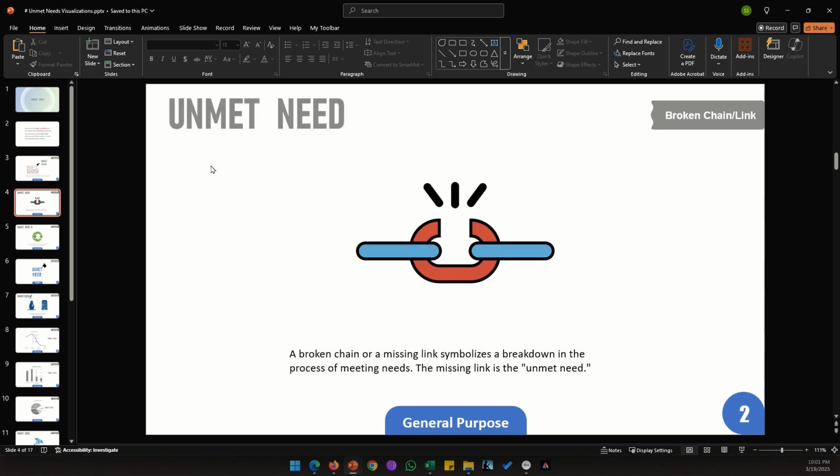Next one, we have a familiar one, a broken chain or link. Missing part of the link is basically our unmet need here. This is a general purpose visualization, so it can work across different scenarios.